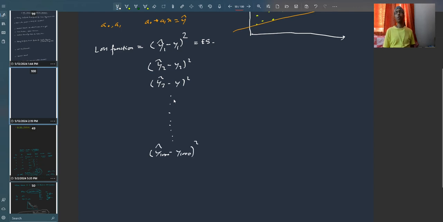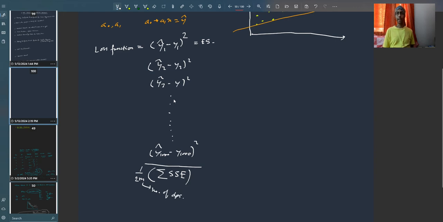And each of these can be called loss function for that particular data point. But what we do is, we sum these up. This is called sum of squared errors. Now, to this sum of squared errors, we multiply one more factor. We multiply it with 1 by 2m. M here is number of data points.